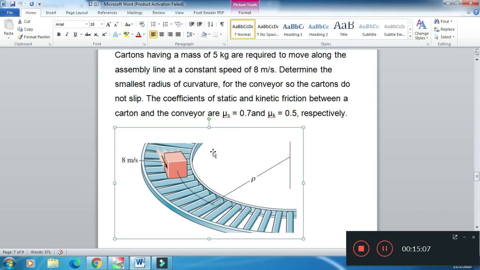If the radius of curvature is any smaller, then the cartons can slip due to the absence of sufficient frictional force. The coefficients of friction between the carton and the conveyor are given: the coefficient of static friction is 0.7 and the coefficient of kinetic friction is 0.5.